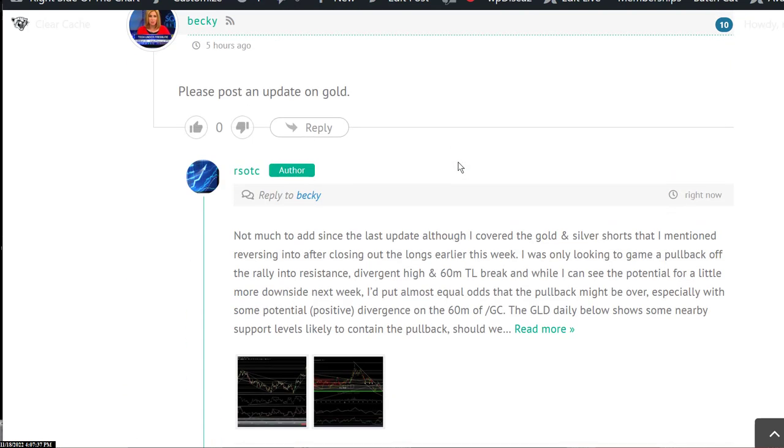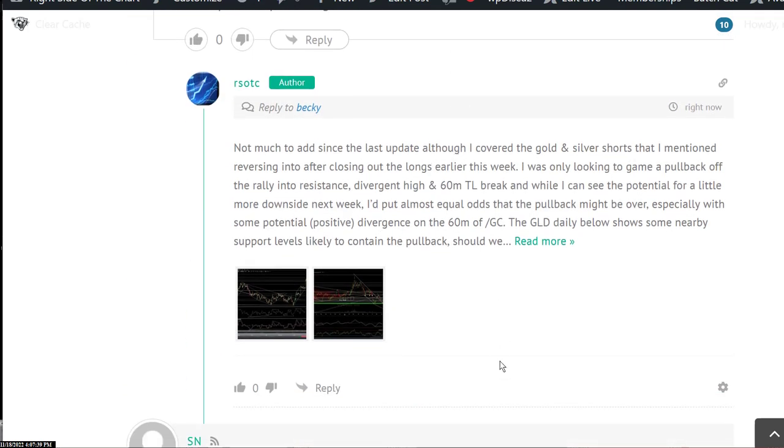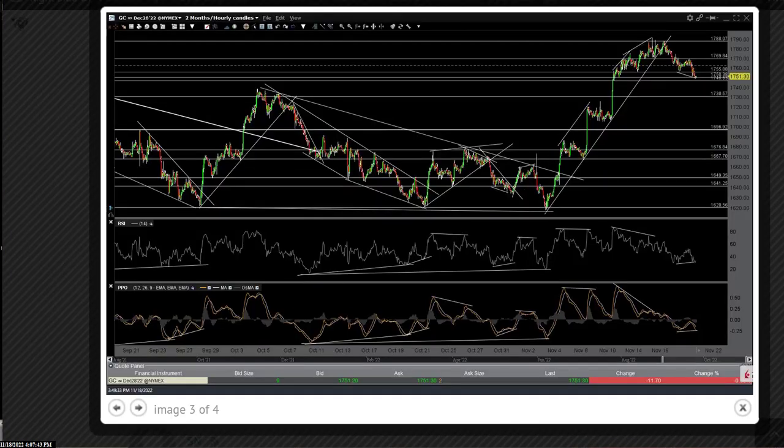So update on gold. Okay, not much to add on gold. Here's the charts. You remember, I told you earlier this week that I closed out my longs and just wanted to short a pullback trade in gold and silver, and that's one of the reasons. This is a 60-minute chart of GC gold futures. We had that nice clean uptrend line right there, culminating in this divergent high, negative divergence into a resistance level. Broke down, that was a sell signal.